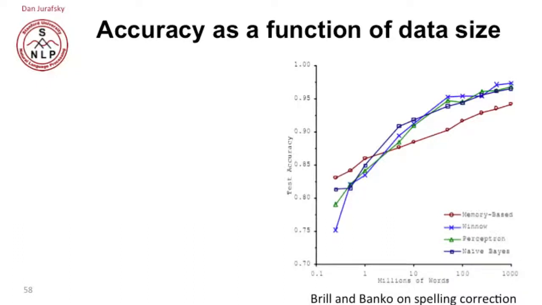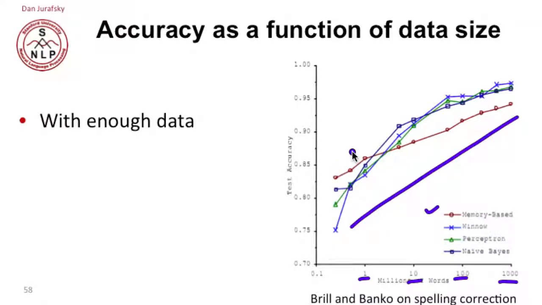Actually, if you have a very huge amount of data, it may turn out that the classifier may not matter. Here's a result from Brill and Banko on spelling correction, comparing the performance of four different machine learning algorithms, a memory-based learner, Winnow, a perceptron, and naive Bayes, on a spelling correction task with 1 million words, 10 million words, 100 million, and so on. So a log scale, and we're measuring how accurate the classifiers are. You can see that the difference between the classifiers is much smaller than the difference you get by just adding more data. And depending on how much data you have, the classifiers cross over in their performance curve. So with enough data, it may not matter what classifier you have.